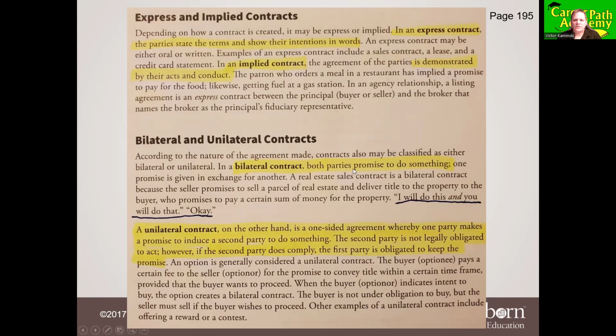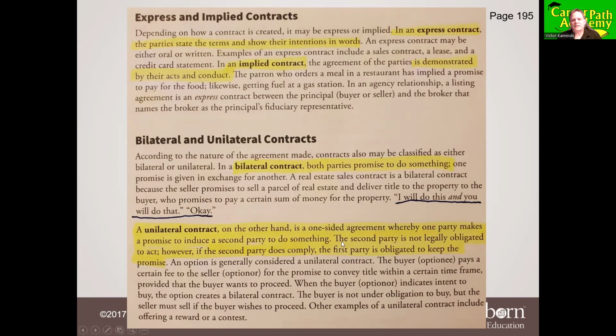Okay, bilateral contract, both parties promise to do something, and the litmus test to determine if something's a bilateral contract would be this statement that says, I will do this and you're going to do that, okay? If you could apply that statement to your situation, it's a bilateral contract. Whereas a unilateral contract, on the other hand, is a one-sided agreement or promise.